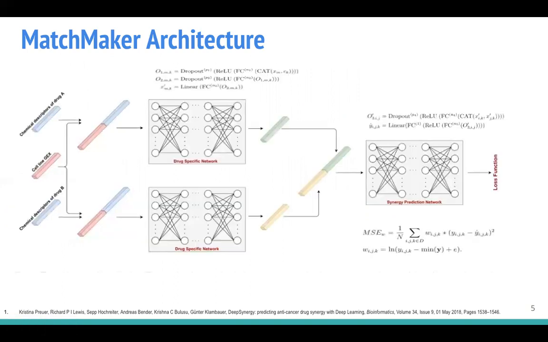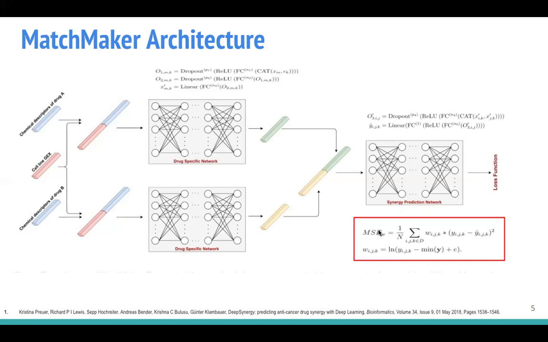But in our architecture, we use three subnetworks. Instead of combining all the features at the beginning, we first consider each drug individually. We combine the chemical representation of each drug with the cell line gene expression profile, and then we feed these features into two independent subnetworks called drug-specific networks. These networks give latent representations of each drug, which are conditioned on cell line gene expression. These transformed representations are then concatenated and passed through the third subnetwork to predict the Loewe score of given drug pairs.